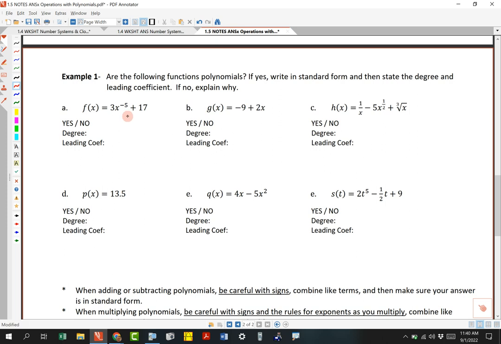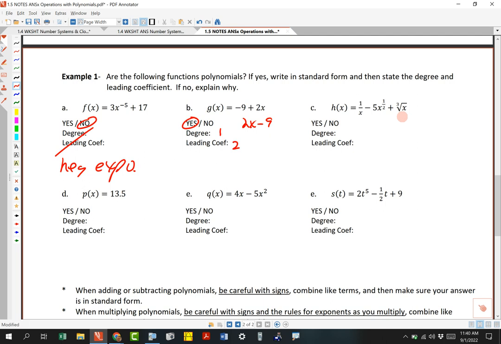So take a look at this one right here. I'm going to ask Wilson. Wilson, is the answer yes or no on A? No. Tell us what the problem is. There's a negative in the exponent. Okay. Negative exponent, that's the problem, which a negative exponent would make it so the variable's in the denominator. Okay. Next one. Jack, what do you think? Yes. It is a yes. So let's write it in standard form. So that would be plus 2x minus 9, or I can just write it like that. Degree? 1. Leading coefficient? 2. Okay, next one.